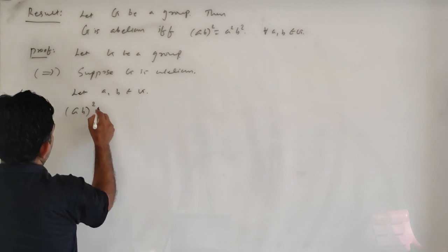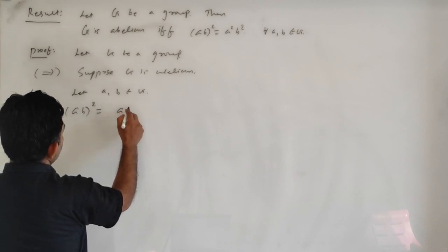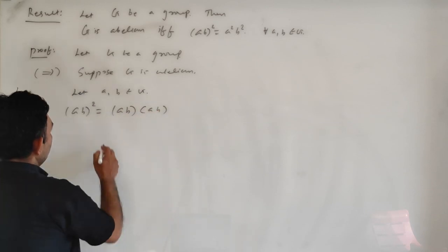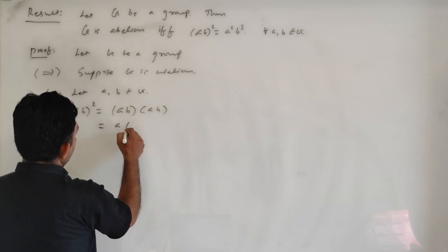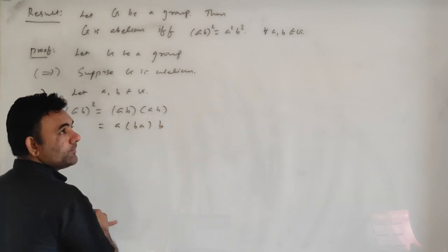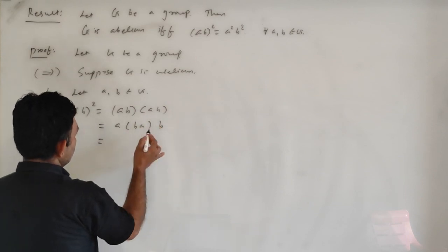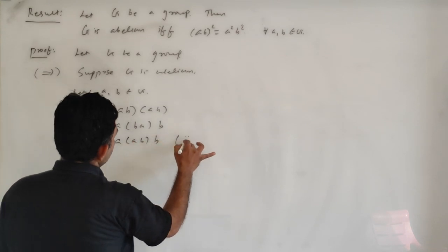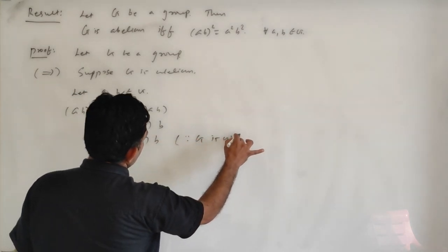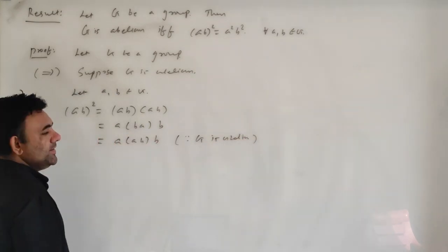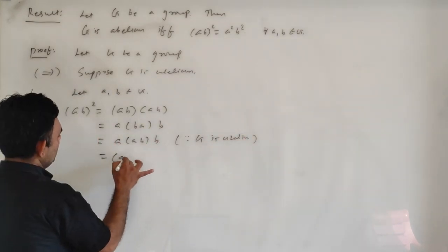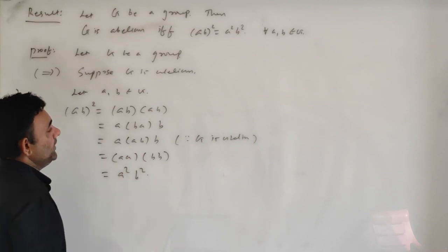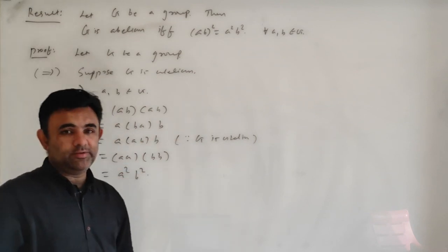Now (ab)^2 is equal to what? I can write it as ab ab, by distributivity. So it is a times (ba) b. By associativity, this is a times (ab) b, because G is abelian, I can write ba as ab. So again you use the associativity. So it is a^2 b^2, and we are done. So this way is very clear.